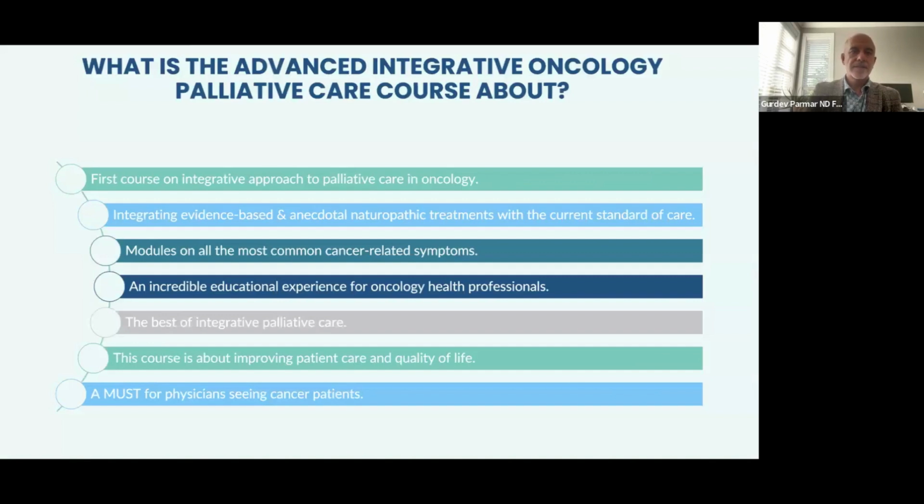So what is this? This is the first course on integrative approach to palliative care and oncology, period. We don't know of another one. It integrates the evidence-based and anecdotal naturopathic treatments with the current standard of care. It provides modules on all the most common cancer-related symptoms.